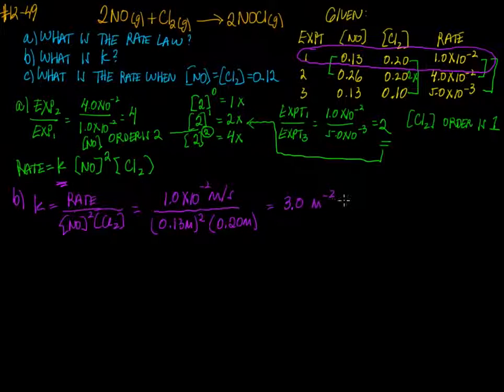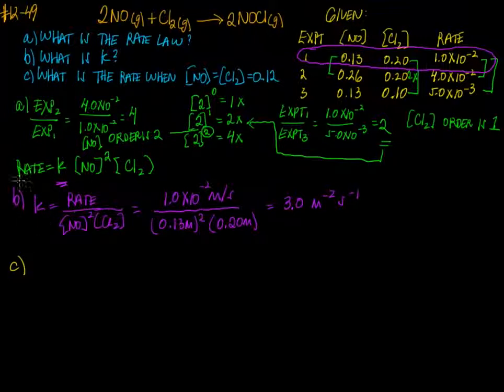And the units are kind of strange. There's a per second, so that's where that comes from. And down in the denominator, we have molarity squared times molarity, which is molarity cubed. And one of the molarities cancels that out, so it's molarity to the -2. All right, let's go ahead and think about this third question here. What is the rate when NO is 0.12 molar and chlorine is 0.12 molar?